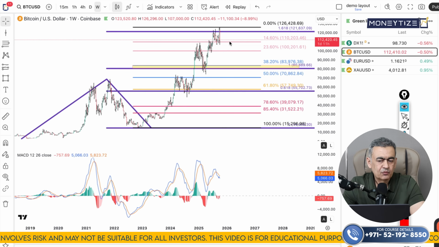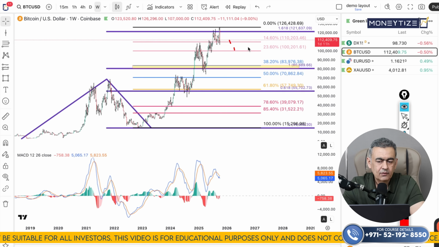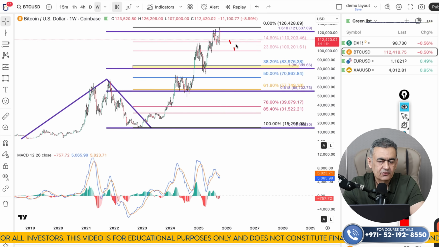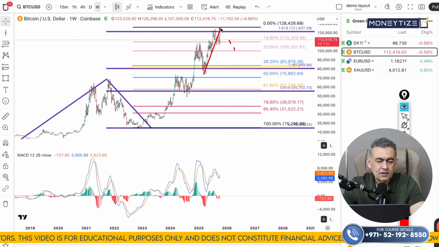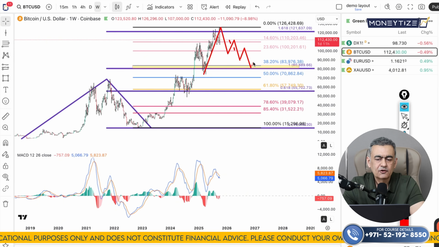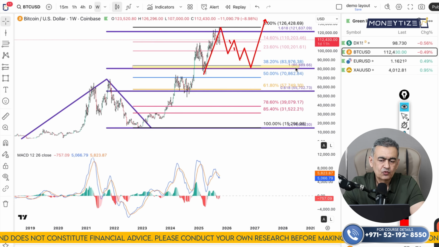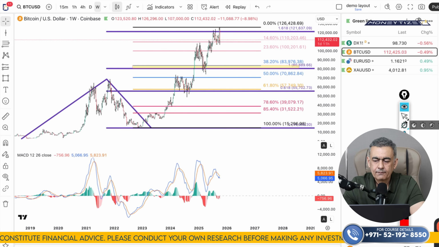So only if it breaks below 110, we will look for 100. And once it breaks below 100, we can look for 83,976. And this would be a short-lived pullback because I'm expecting continuation higher. So any drop towards 83,976 is to be taken as an opportunity to buy.